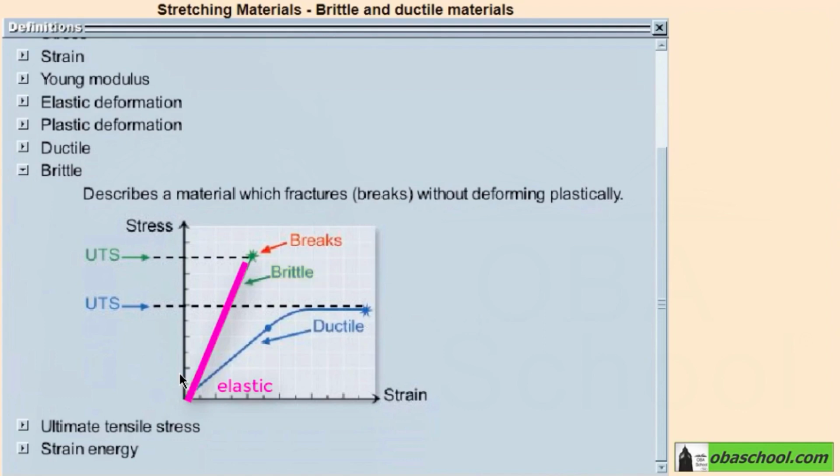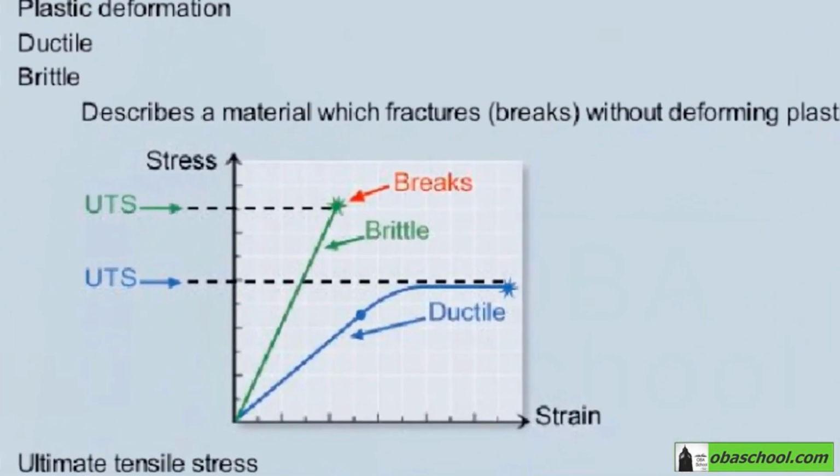So now we are able to differentiate between ductile and brittle materials. The ductile exceeds the elastic limit and deforms plastically. However, the brittle breaks at the elastic limit and only shows elastic deformation.